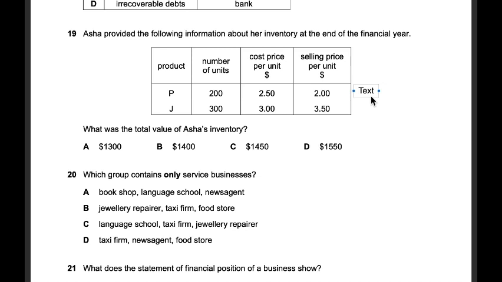So, what we do in this case is we multiply the number of units by the value which is lower. So, here this selling price is lower. So, 200 into $2, that is $400. And 300 into $3, which is lower, hence making it $900. The total value of our inventory goes down to $1,300. Alright? Fair enough. So option A is our correct answer.